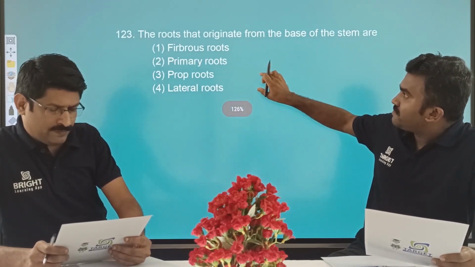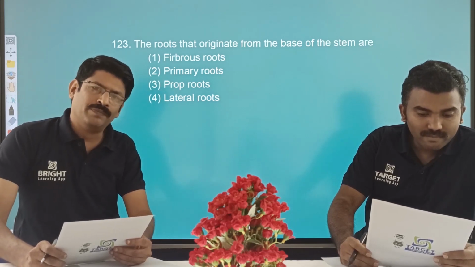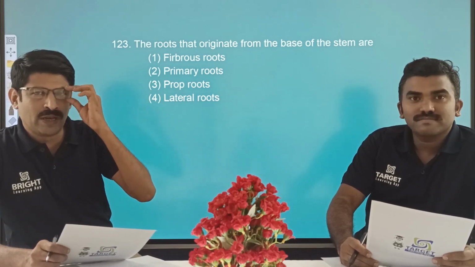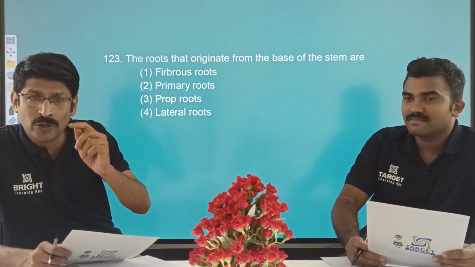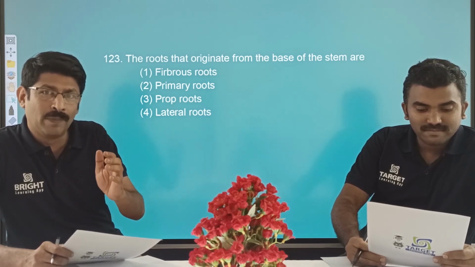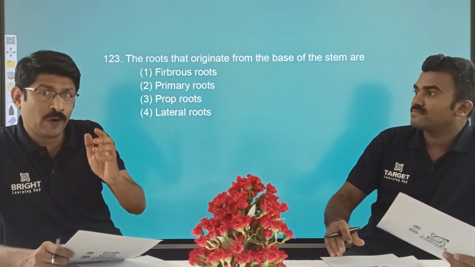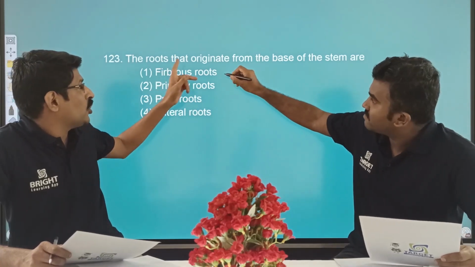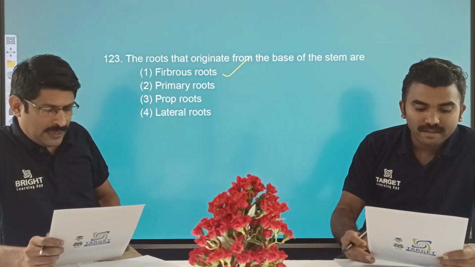And the third question, 23rd question: the roots originate from the base of the stem. That is from Morphology of Flowering Plants, page number 66, where root systems are explained in the first part of the chapter. When we go through the fibrous root, the root originating from the radicle is not lasting, and it is replaced by a tuft of fibrous roots at the base of the stem. That statement is exactly here: the roots originating from the base of the stem are the fibrous roots. So the answer is A, 1.